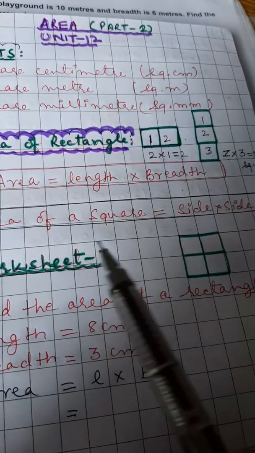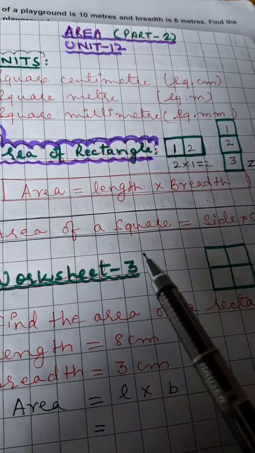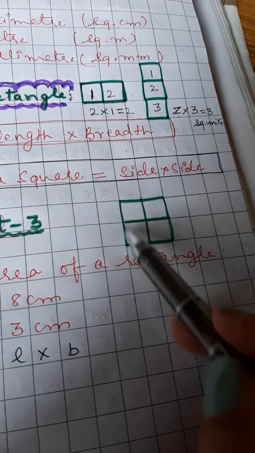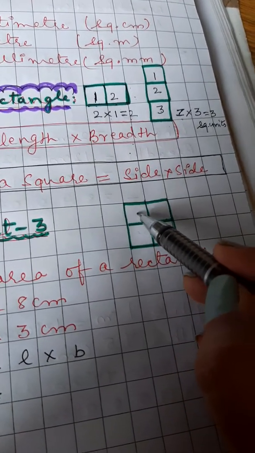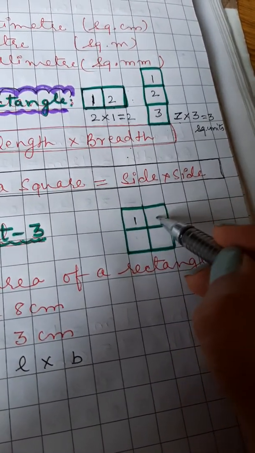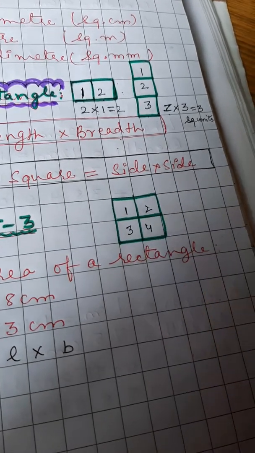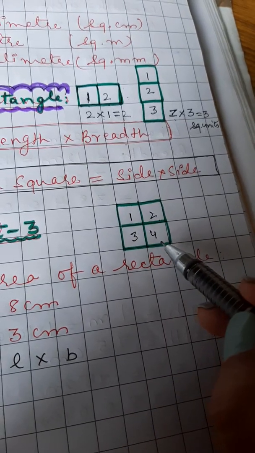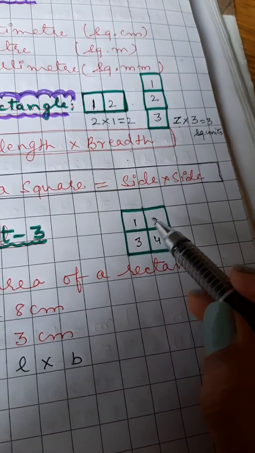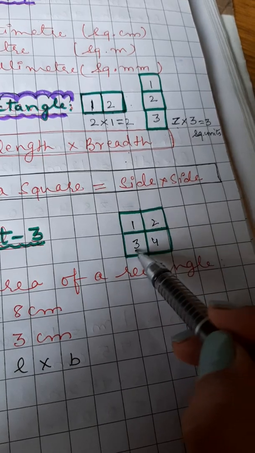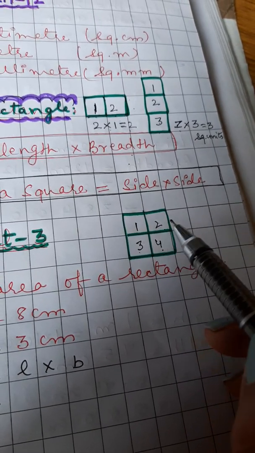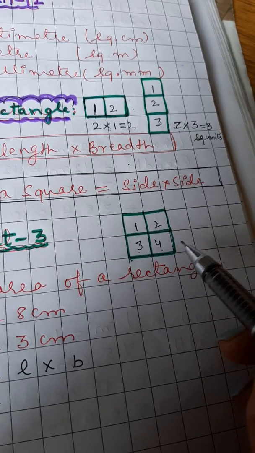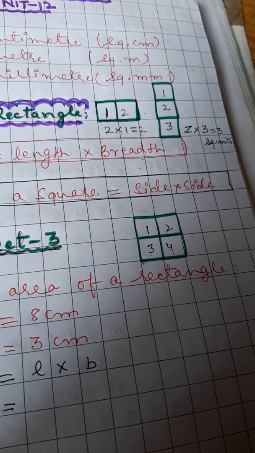And to find out the area of a square, we know that in a square all the four sides are equal, like this. Now this is a square and how many squares are there in between? 1, 2, 3 and 4. 4 squares are there. And 1 square is equal to 1 centimeter. So 4 by 1 is equal to 4, right?